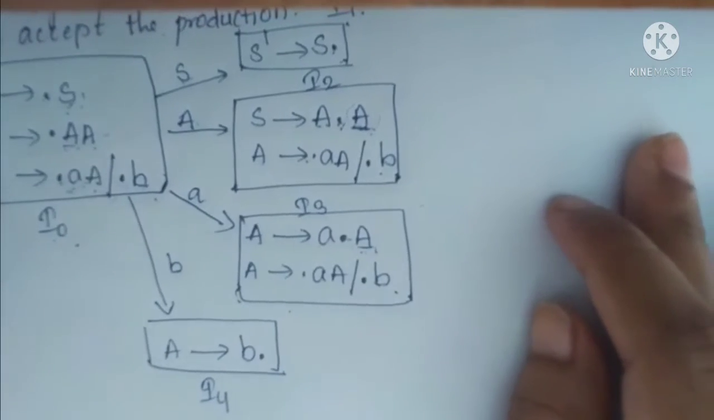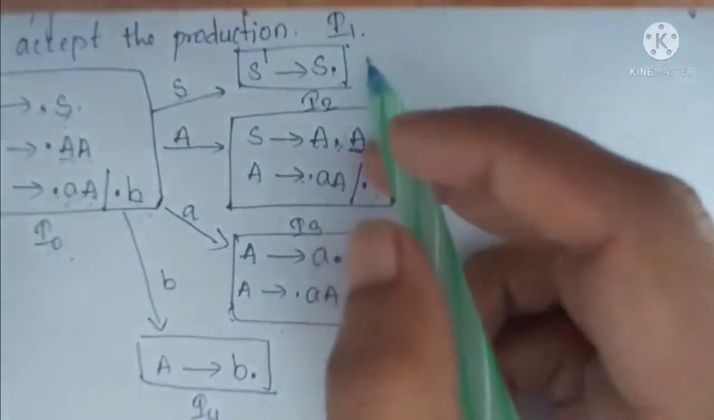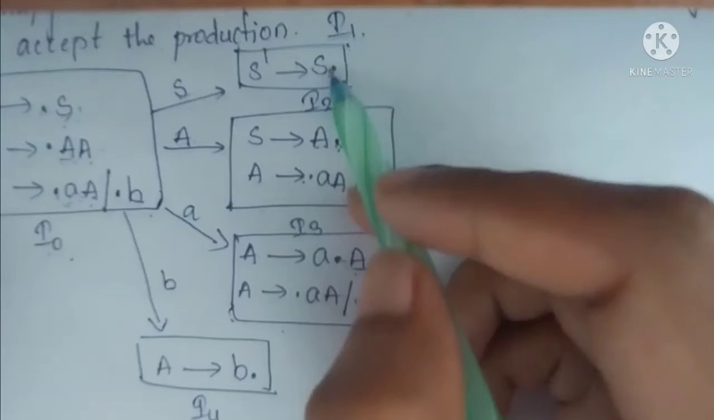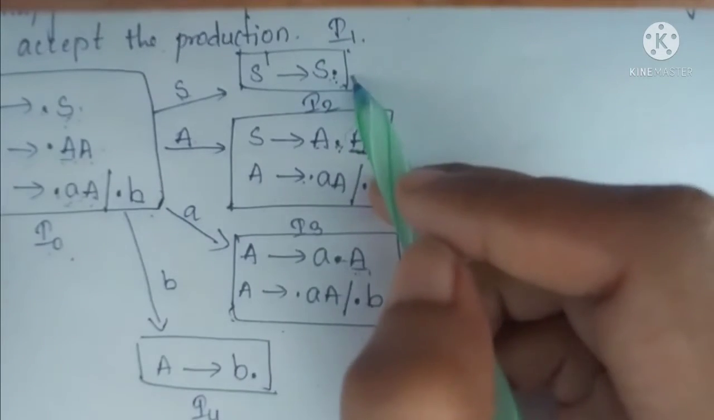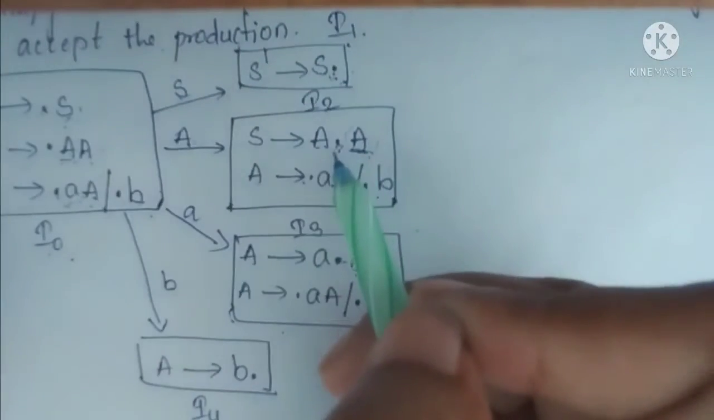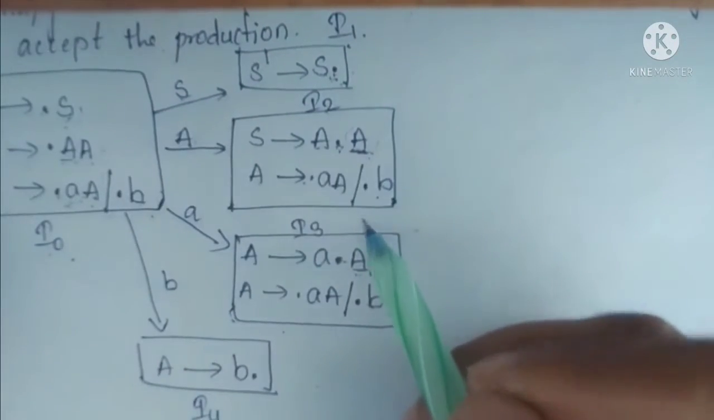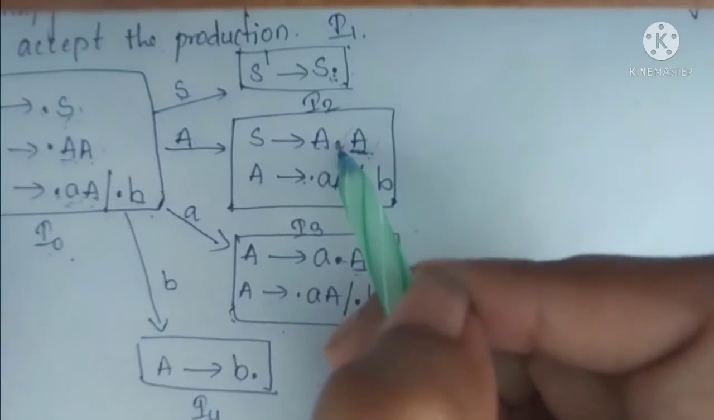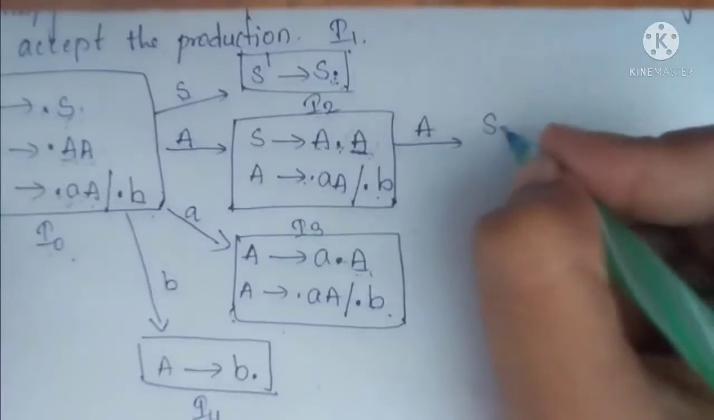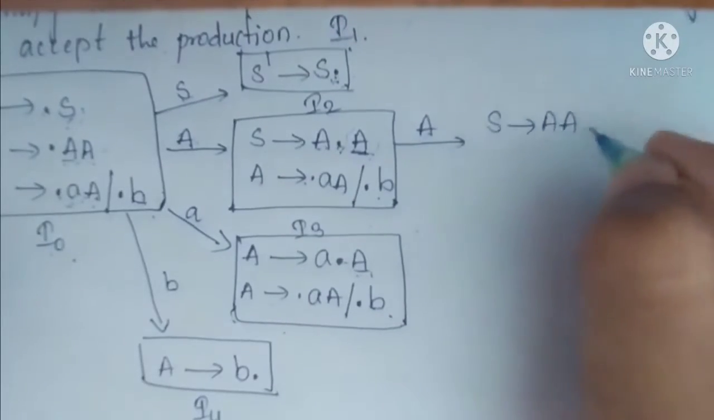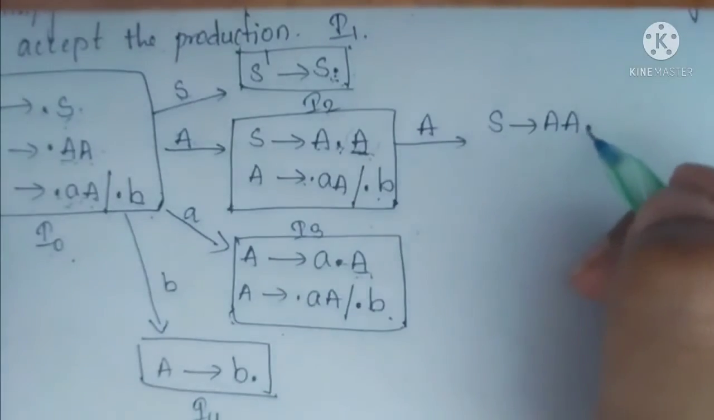So take the I1 state. I1 is the final state where we have already shifted the dot symbol to the rightmost. So no need to change this I1 state. Come to the I2 state. In the I2 state we are having dot in the middle, so you have to change this. So S tends to A dot. We have shifted the dot symbol to the rightmost.